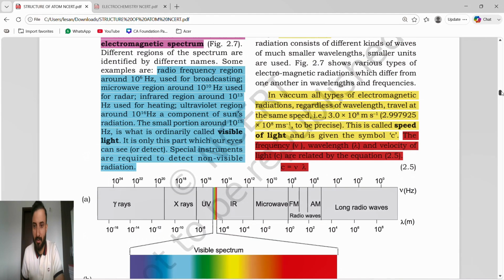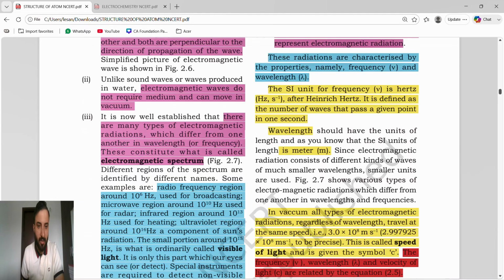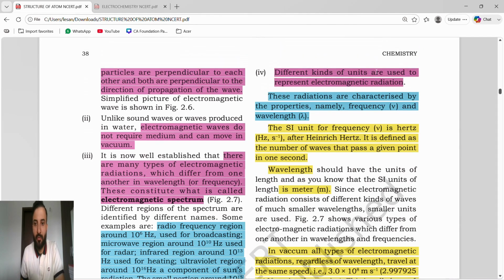Next is the fourth point, guys. You will write this: different kinds of units are used to represent electromagnetic radiation. Obviously, guys, different wavelengths. There are many electromagnetic radiations. Each electromagnetic radiation has a different frequency. Each electromagnetic radiation has a different wavelength, so they have different kinds of units. I hope till here you understand, guys.